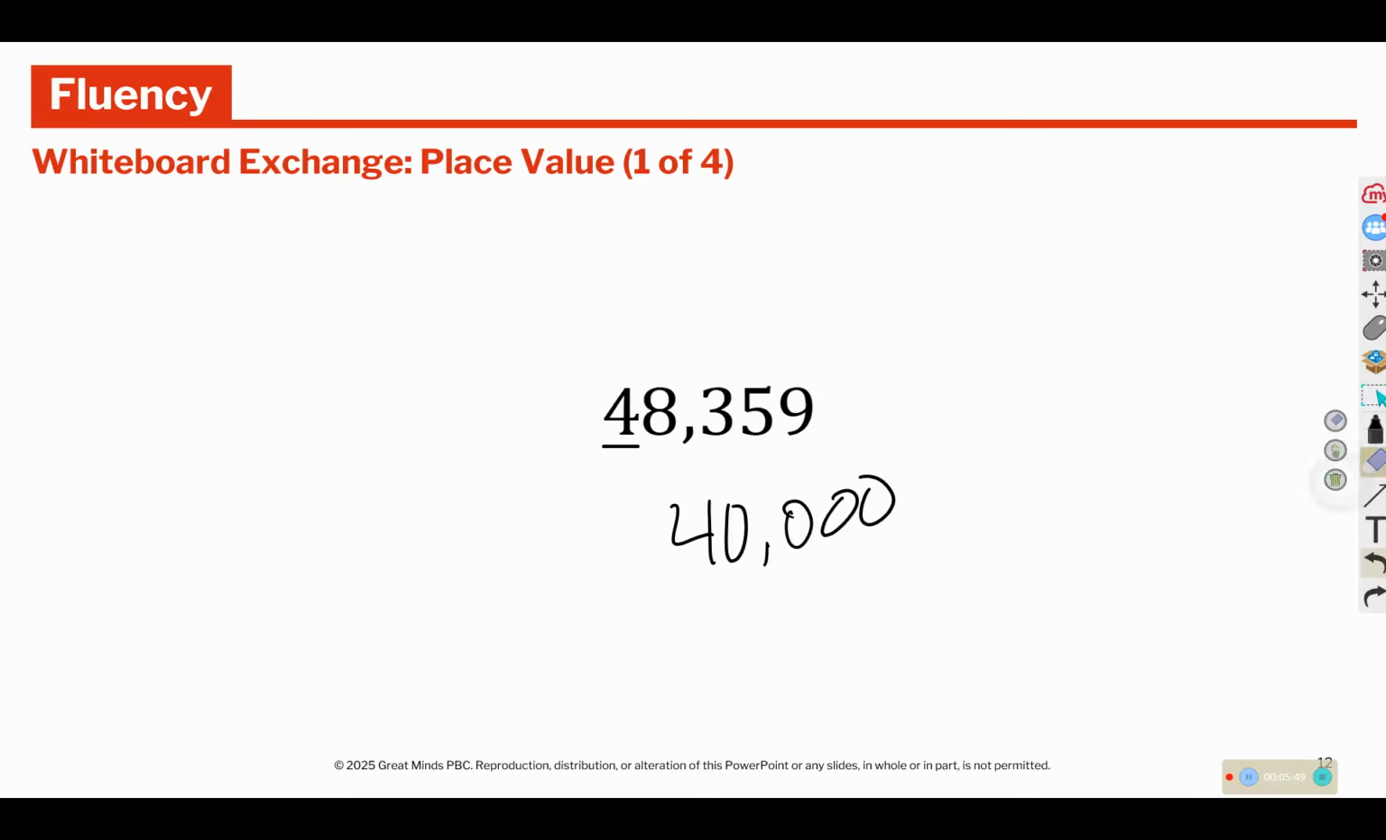We're going to write this in expanded form. I'm going to give you some time to think about it. You can think back to the previous lesson. If the 4 is in the 10,000s place, and that represents 40,000, then the next place value is an 8 in the thousands place. Then we have a 3 in the hundreds place, a 5 in the tens place, and a 9 in the ones place. Take a moment to write it in expanded form, or think about what that would look like.